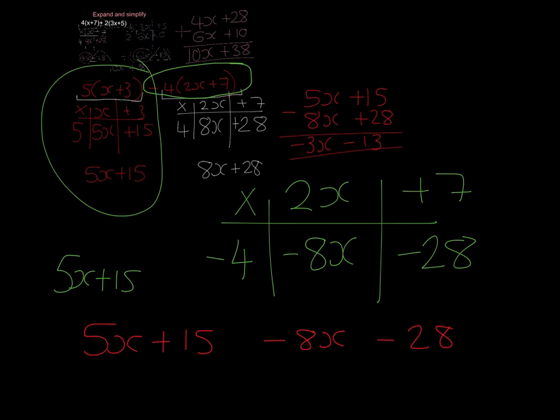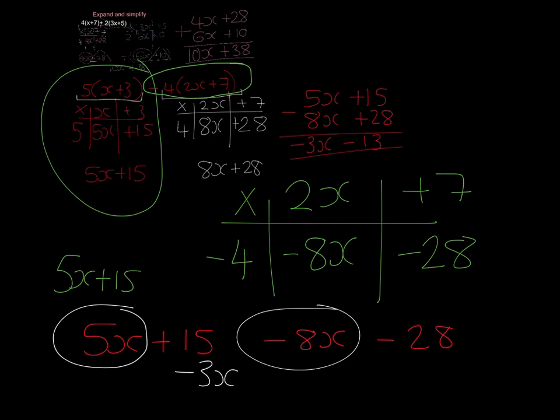If we do as we normally do in simplifying, collect the x's, 5x minus 8x is still going to be negative 3x, and then if you've got 15 and you take off 28, you've still got minus 13. So it's the exact same answer but different preferences for different people. Your call.